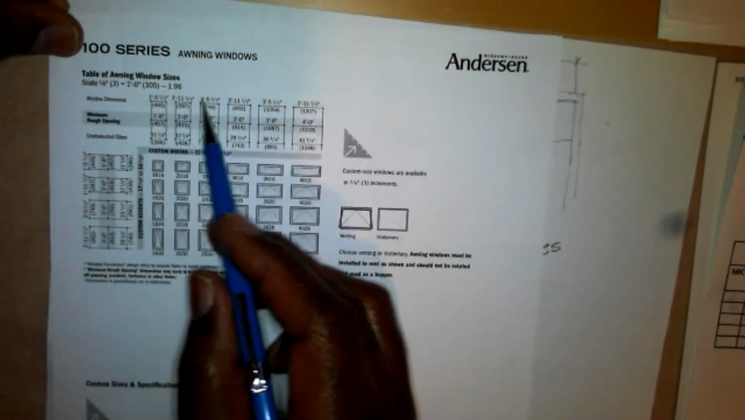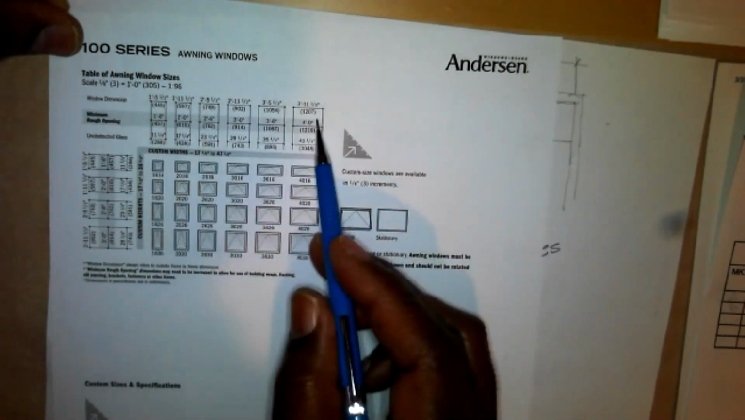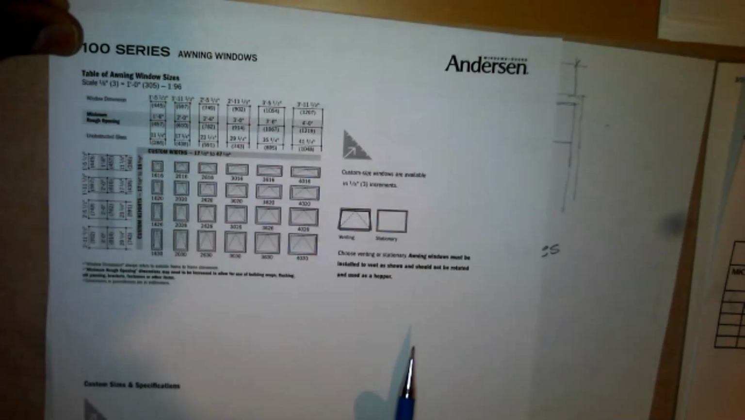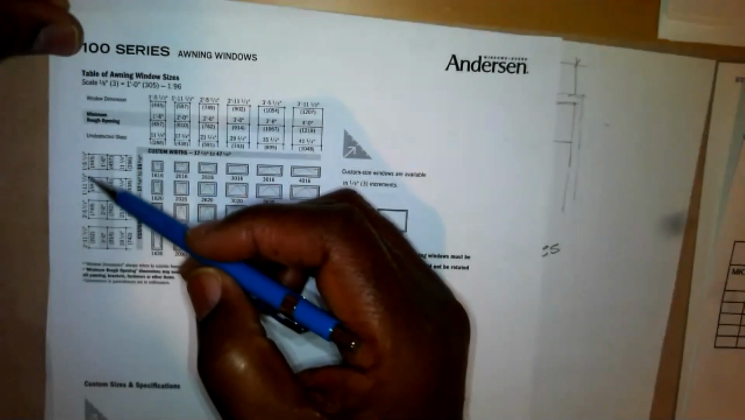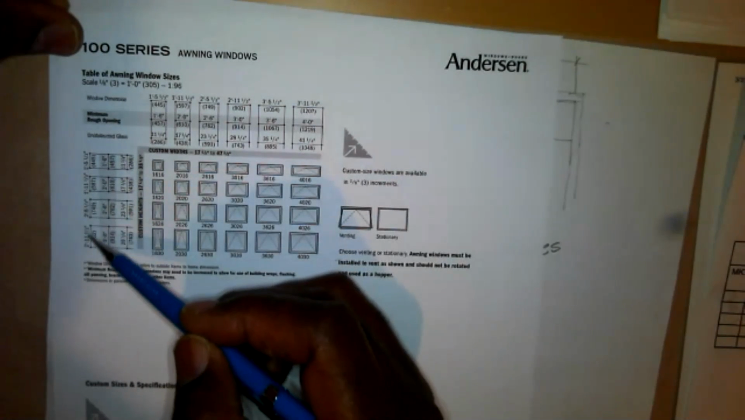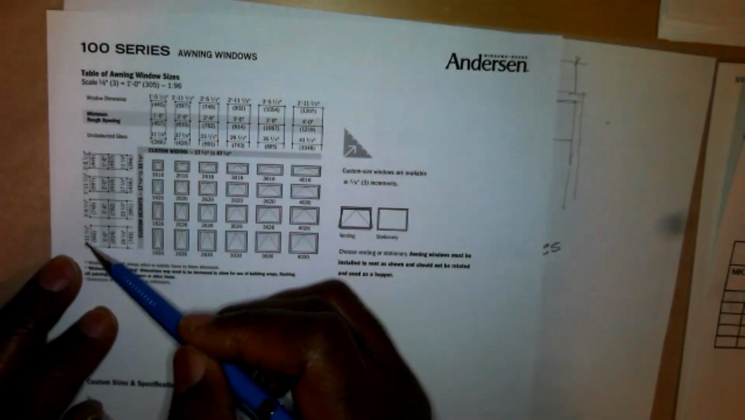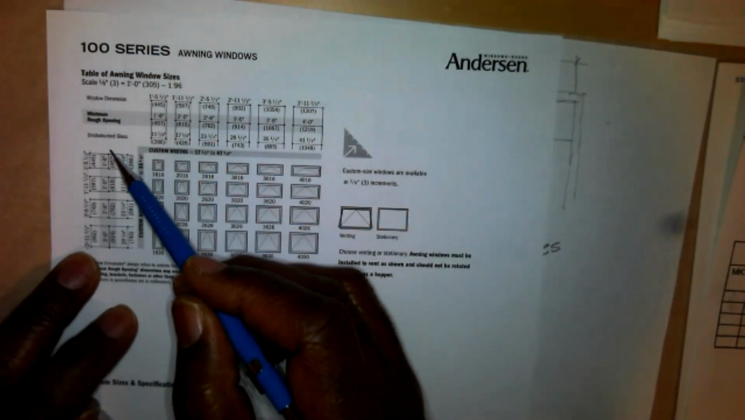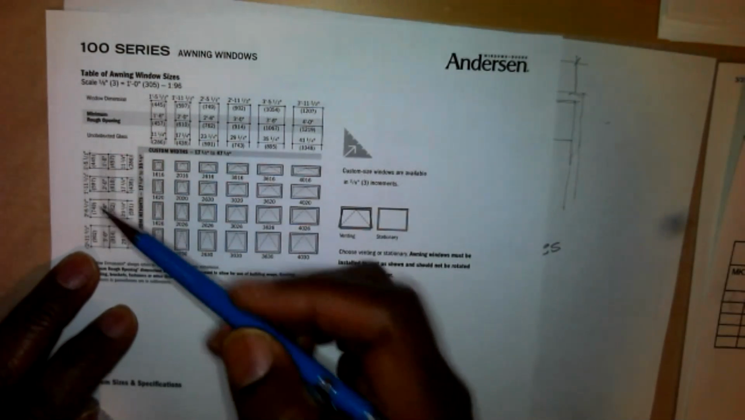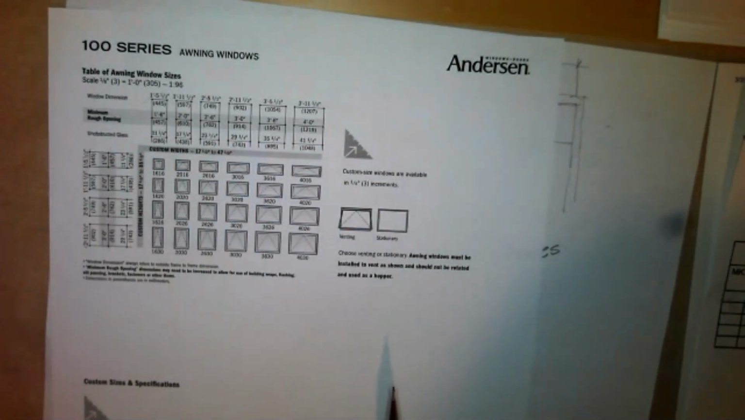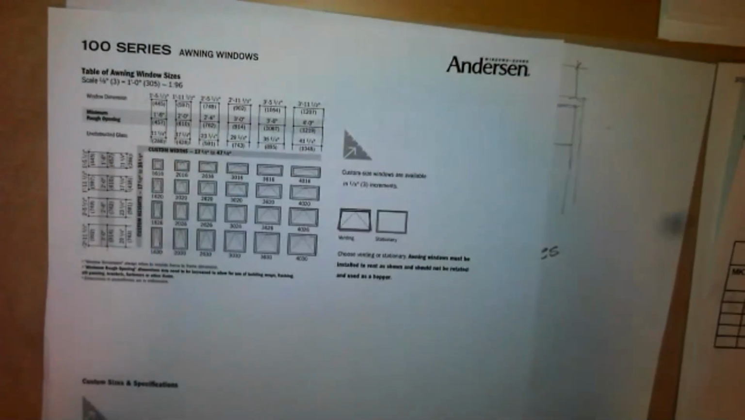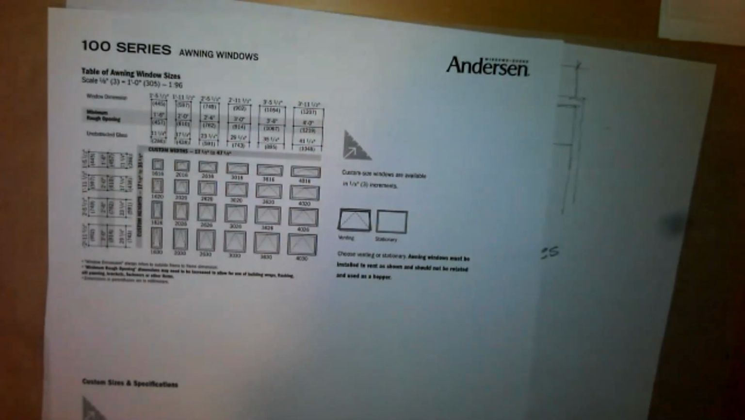So now we have unit width, rough opening width. The top part is all widths and the side parts are all heights. So now we go to the heights. This first dimension here is the unit height. The second dimension here is the rough opening height. Oh, so it follows the same way as the top part. It's just moved to the side. Yes, sir. Oh, wow. It was that simple all the time.